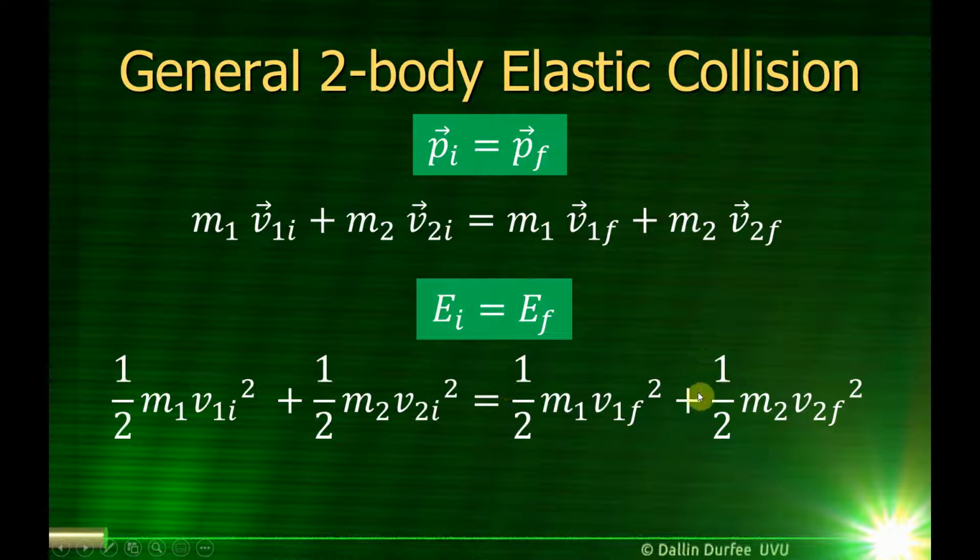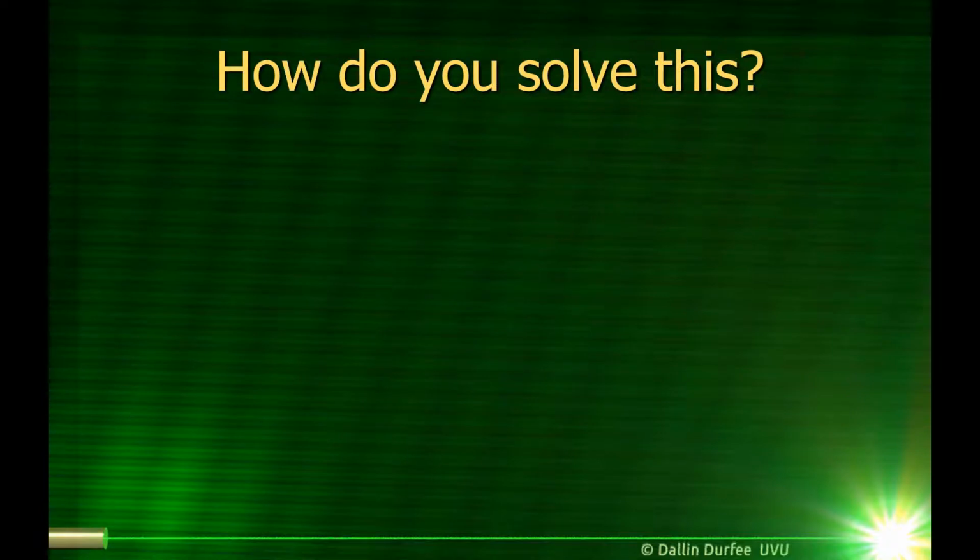And in my kinetic energy equation, I just have magnitudes. In the kinetic energy equation, the velocities are squared. In the momentum equation, they are not. And this can be tricky. So how are we going to solve this?